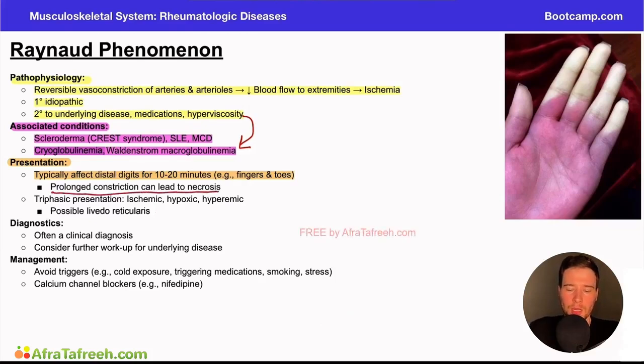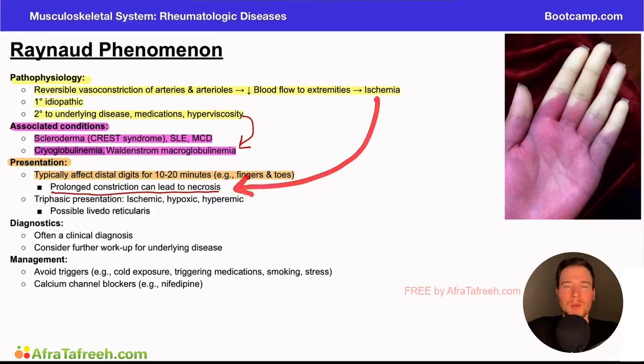Now, we have to also consider that some pretty bad complications can occur and that prolonged constriction can lead to necrosis, right? So we talked about how ischemia is occurring. If we have less blood flow, we can have an obstruction, we can have significant vasoconstriction. But what happens over time? Things that are ischemic for a long period of time can become necrotic in the end, which is a very serious complication.